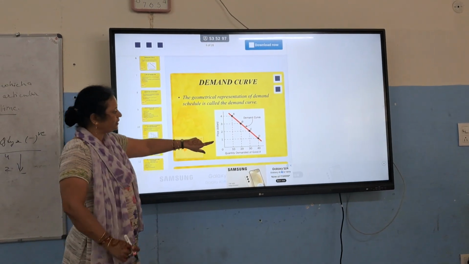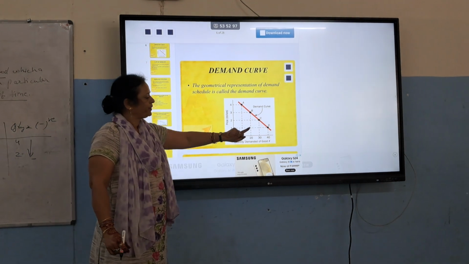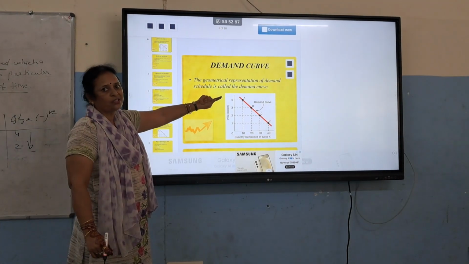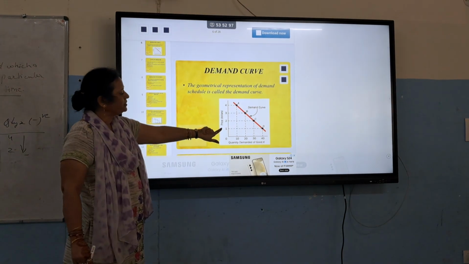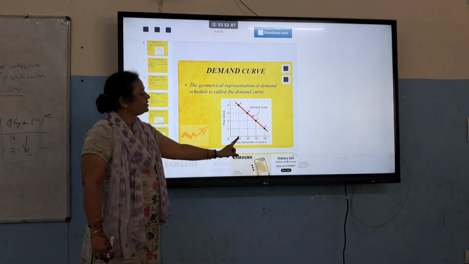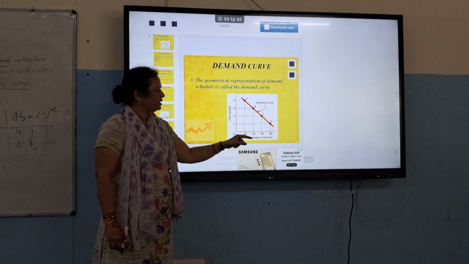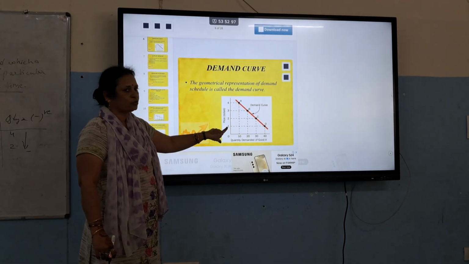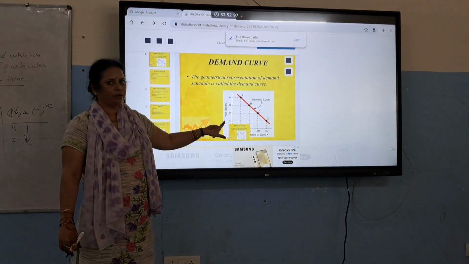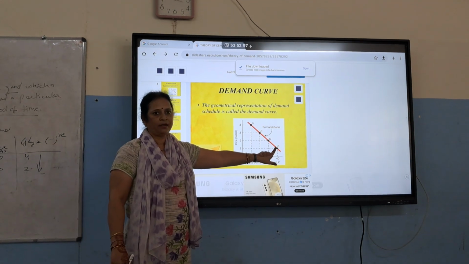Now here you can see that on x-axis, we always show quantity demanded by the individual. And on y-axis, we always show price. Here price, it is indicated with 1, 2, 3, 4. And here quantity demand is 10, 20, 30, 40 on the x-axis. So here you can see that when price is ₹1, here I have taken the price as 10, but here it is 1. So the price is 1, quantity demanded is what?